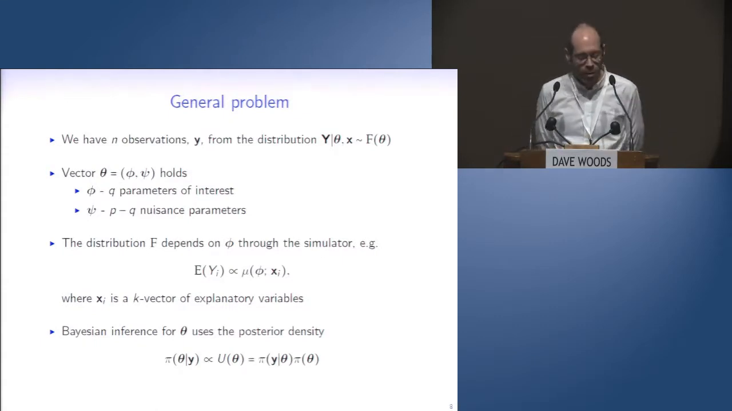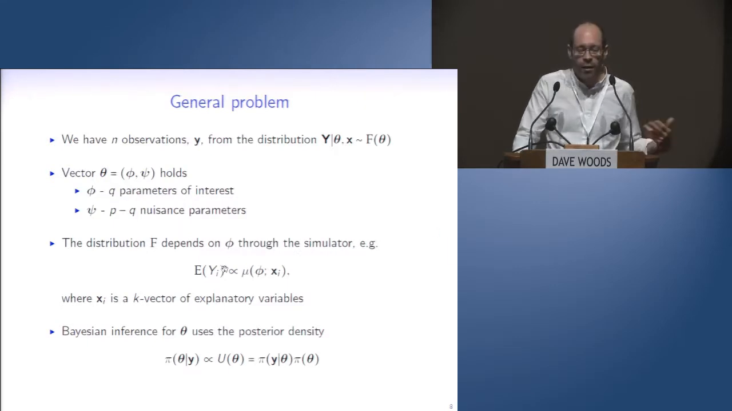If we then try to be a bit more general, we're going to have n observations held in the vector y from some distribution which depends on some parameters theta. Our parameters theta are going to be split into q parameters of interest, which we'll hold in psi, and the rest of our parameters will be nuisance parameters, and these will typically be parameters in our variance structure. We'll assume that this distribution depends on our parameters of interest through our simulator.